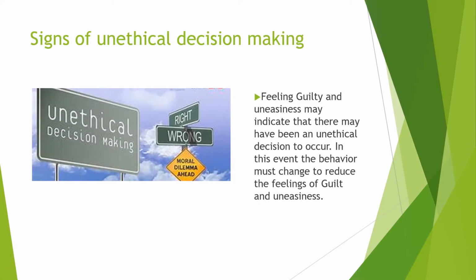Signs of unethical decision making. Feeling guilty and uneasiness may indicate that an unethical decision may have occurred. In this event, the behavior must change to reduce the feelings of guilt and uneasiness. This could be a manager having to make a decision on two employees, one who has overachieved and one who has barely achieved. They give the promotion to the borderline achiever, but then the manager feels guilty because he knows he wasn't the right pick.